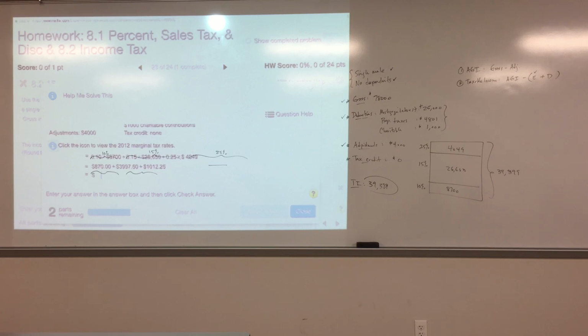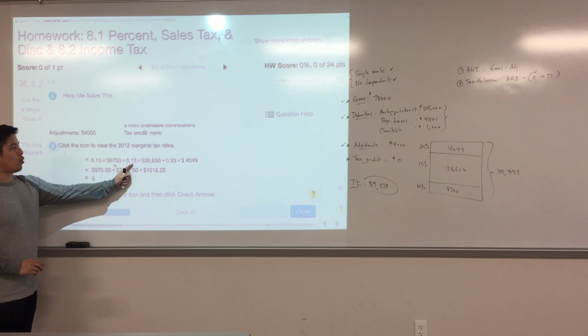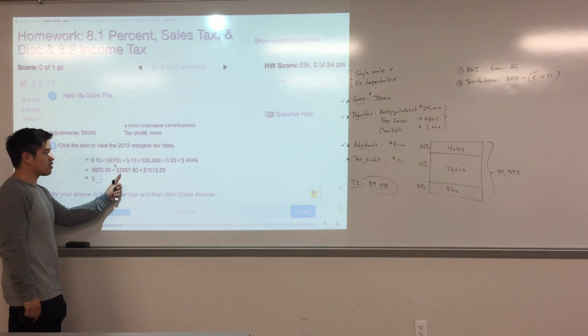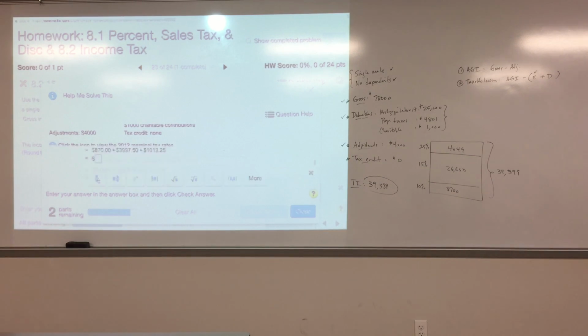Okay? So now, if you do all that multiplication, let me scroll up here. If you do, let me just erase this. If you do all of that multiplication, 0.1 times 8,700 is 870. 0.15 times that 26,650 is this. And then that. What's the total here? Somebody figure out the total. Wait, hold on. 5,879.75. Okay. And there it is. So, what is this? That is your tax computation.